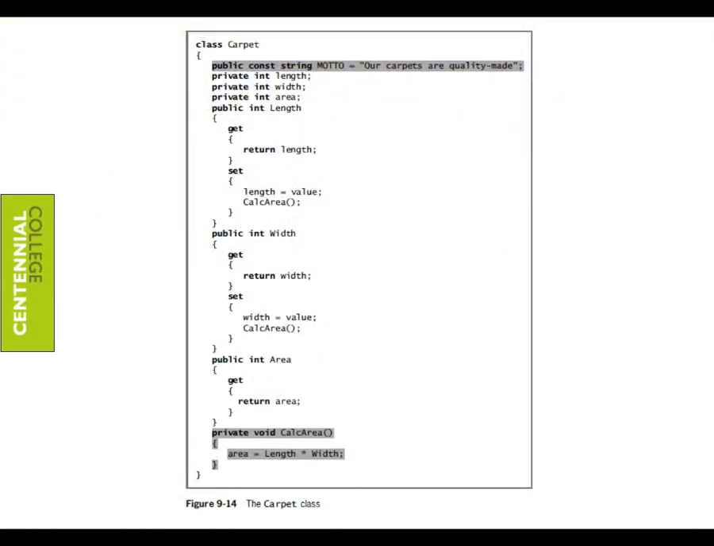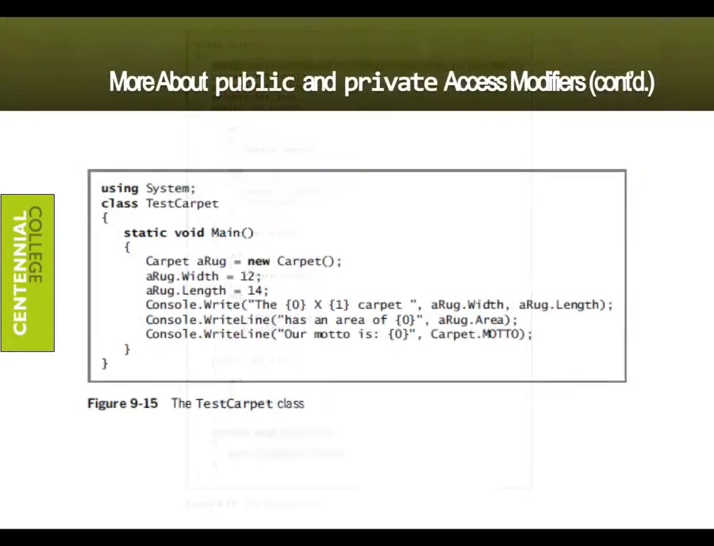And here's a long example of getters and setters inside your PowerPoint presentation here that shows you how to create getters and setters for different properties: length, width, and area, right? In this particular case, we have a constant called string that has our motto, our carpets are quality made, that you can't change. So I can always access this constant. Not a great example. And in this particular case, this is the main program, and I'm accessing the width, the length, and all this kind of stuff outside of it.